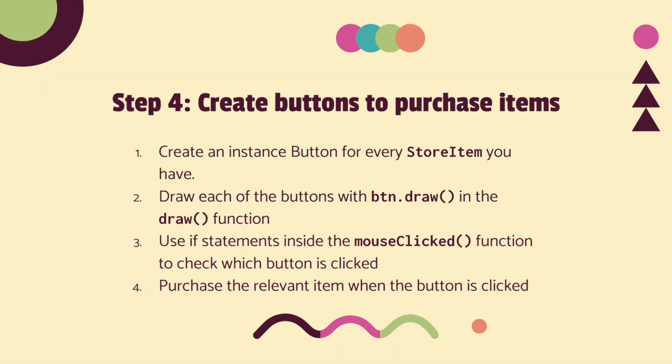So step 4 is to create buttons to purchase items. So create an instance button for every store item you have. You should have at least 2 store items, one for cookies per click, one for cookies per second. That means you should be making at least 2 instance buttons, and then draw each of these buttons with button.draw inside of the draw function. That makes sure that it is on the screen. Then use if statements inside of the mouseClicked function to check which button is clicked and purchase the relevant item when the button is clicked. So pause the video, work on this, and resume the video when you're done.